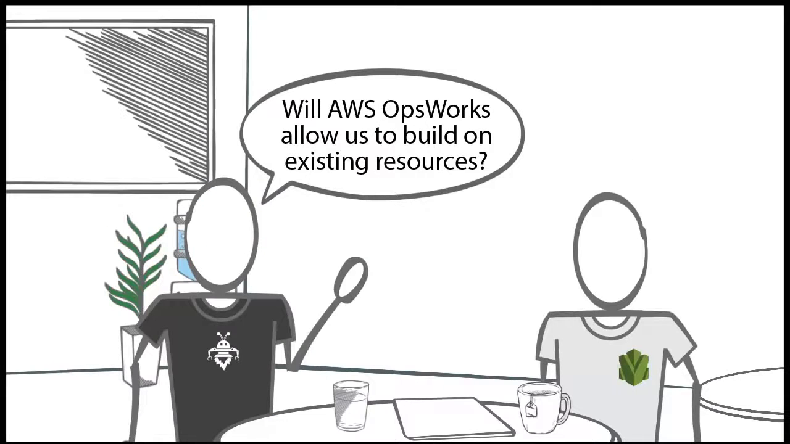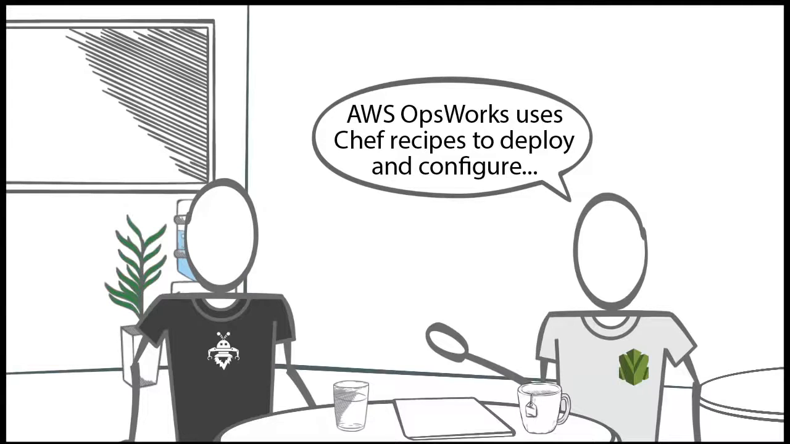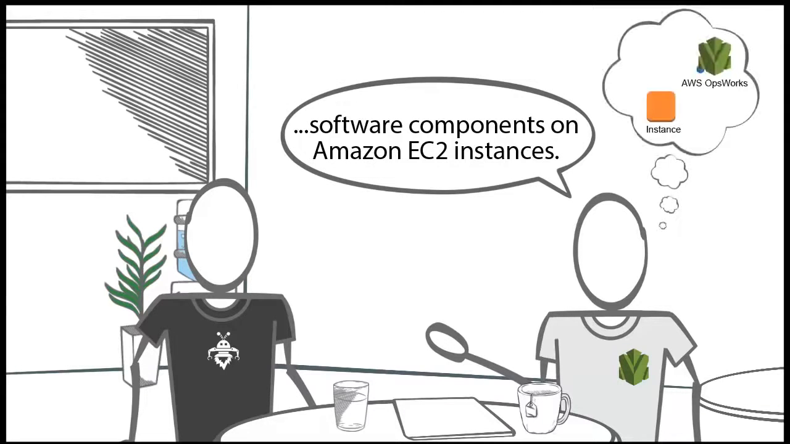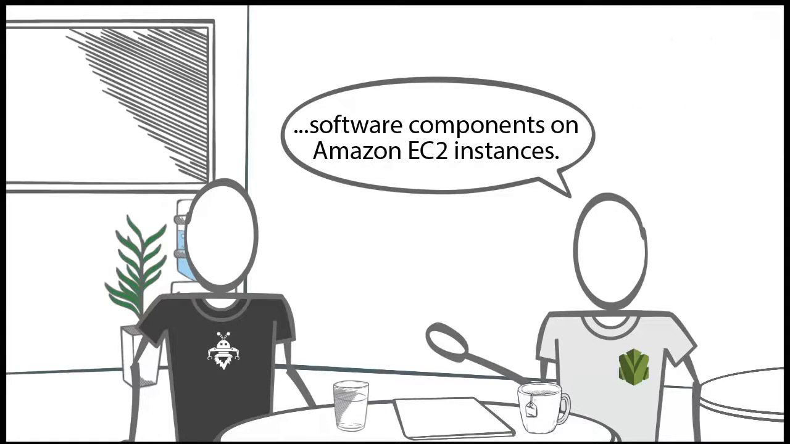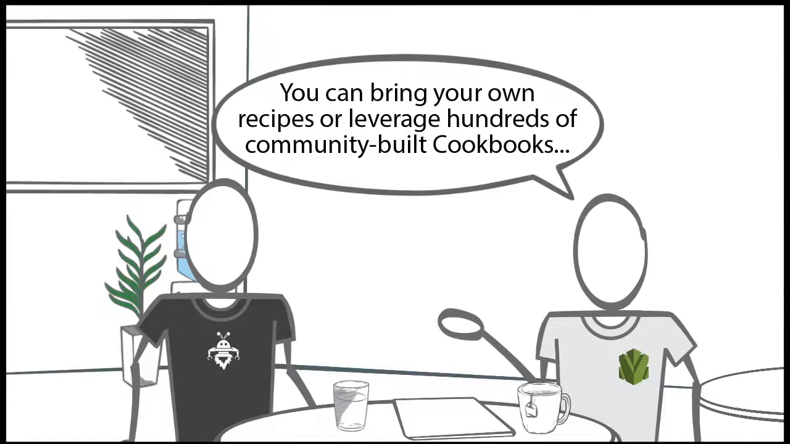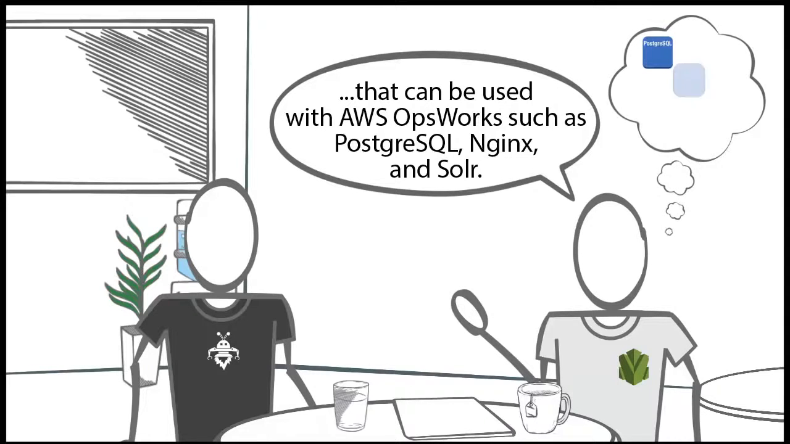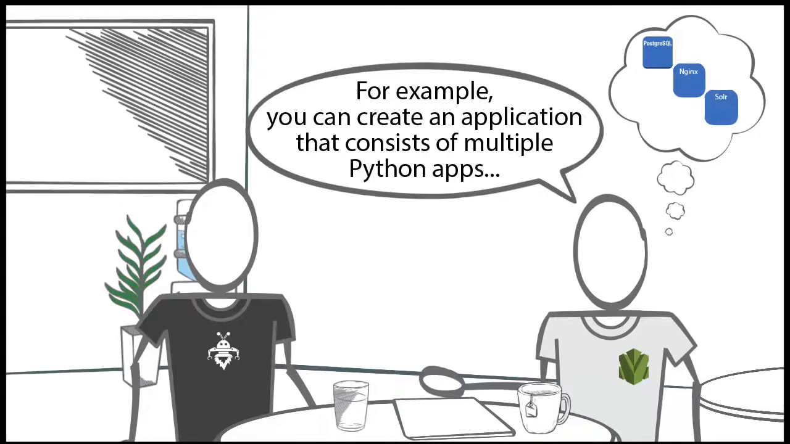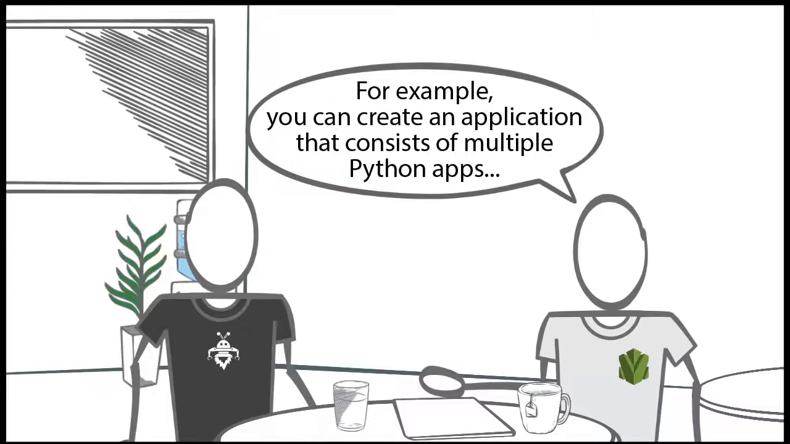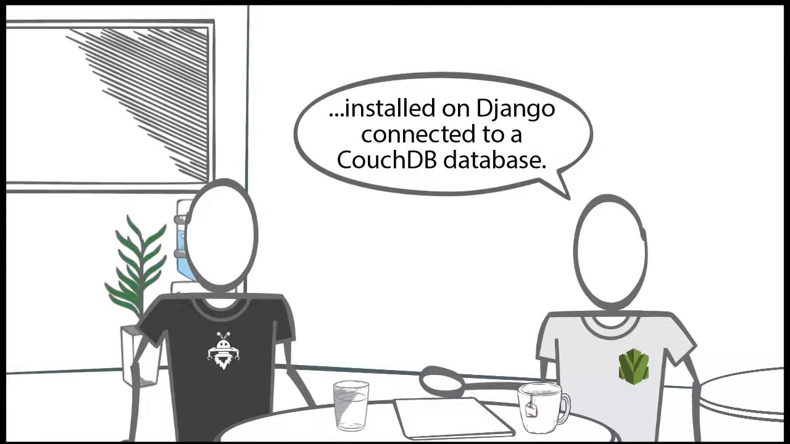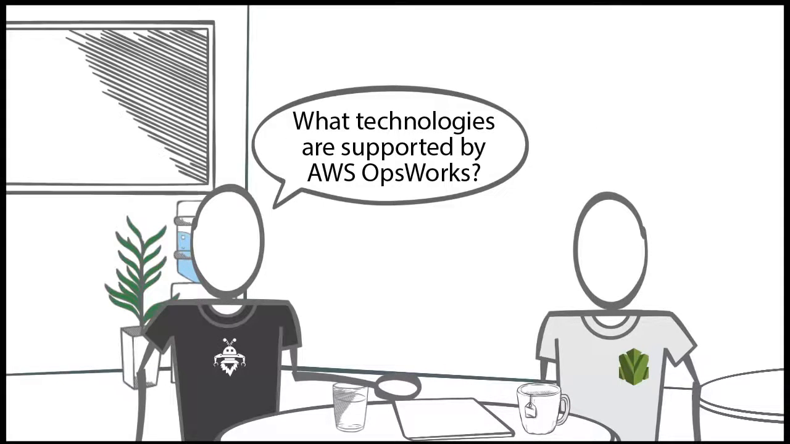Will AWS OpsWorks allow us to build on existing resources? AWS OpsWorks uses Chef recipes to deploy and configure software components on Amazon EC2 instances. You can bring your own recipes or leverage hundreds of community-built cookbooks that can be used with AWS OpsWorks, such as PostgreSQL, Nginx, and Solr. For example, you can create an application that consists of multiple Python apps installed on Django, connected to a CouchDB database. What technologies are supported by AWS OpsWorks?